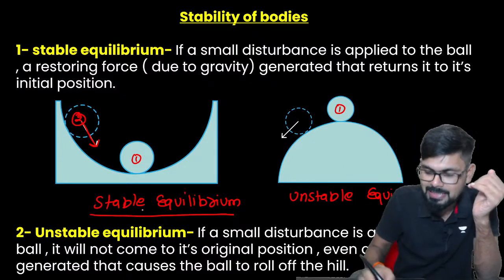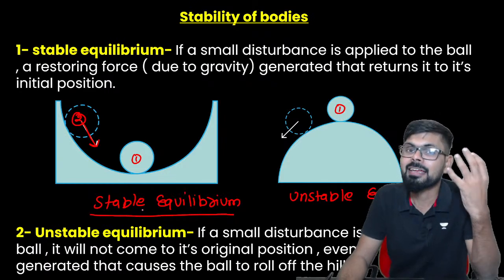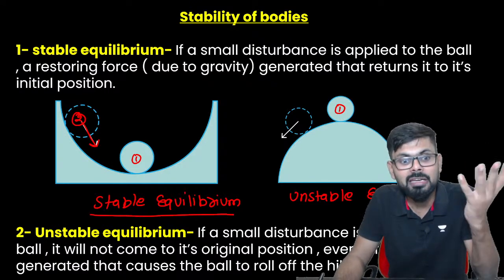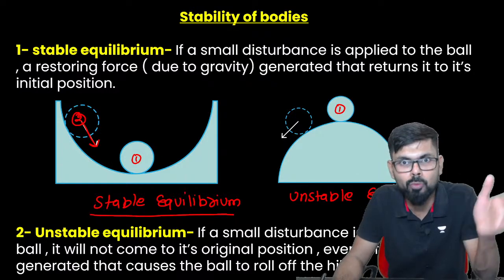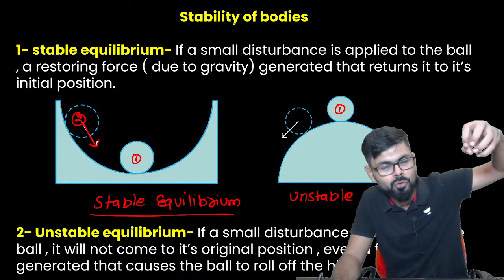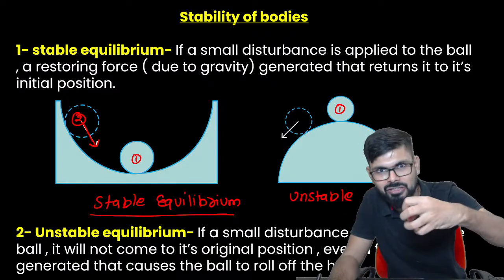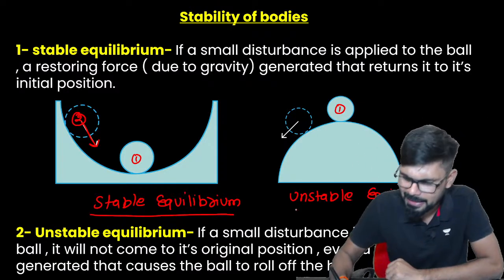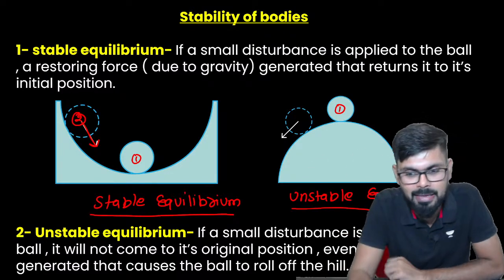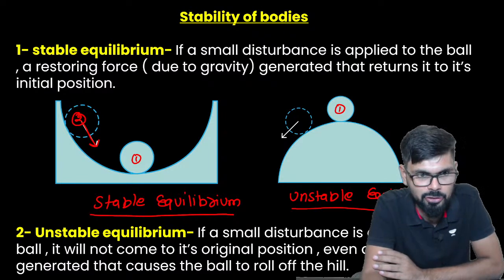Now in the first case and the second case, what is happening is that in both cases one force will start acting due to gravity. But in the first case it is opposite to the momentum. Whatever movement you are doing, whatever force will start acting is in the opposite direction. But in the second case, it is in the same direction. Clear? That is unstable equilibrium.